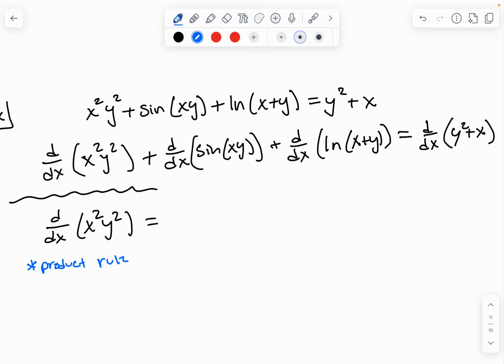Because we have a variable expression times another variable expression. A reminder, the product rule says the derivative of f of x times g of x is equal to f prime of x times g of x plus f of x times g prime of x. Let's apply that here: we have x squared as our f of x, and y squared as our g of x.